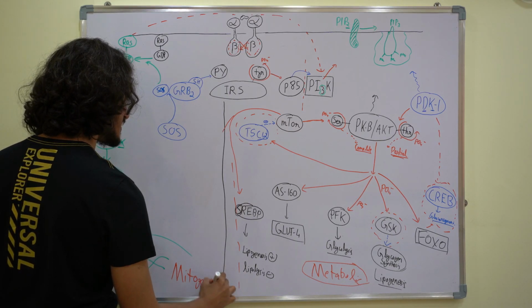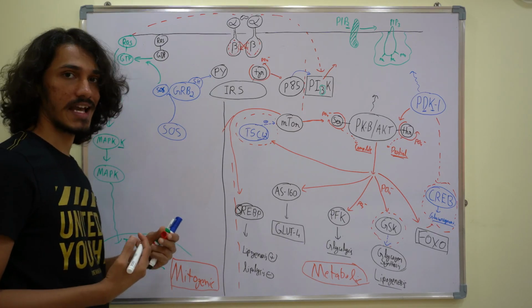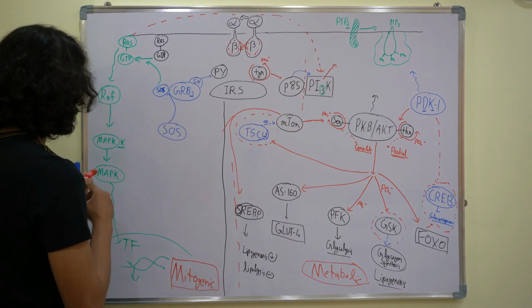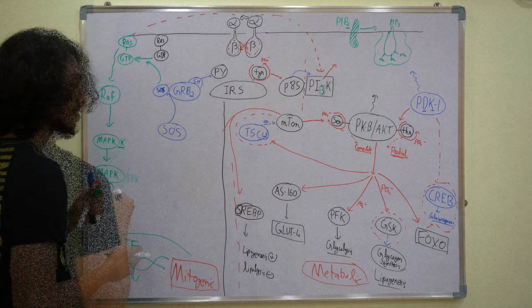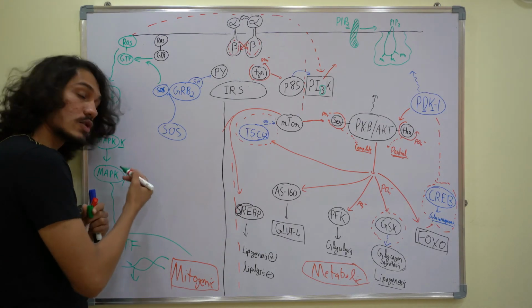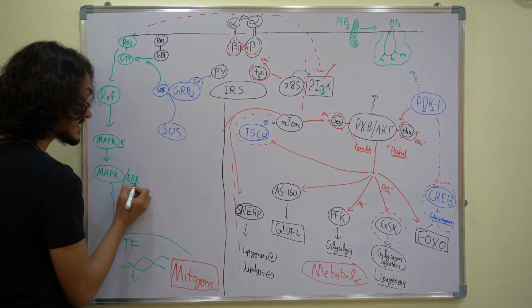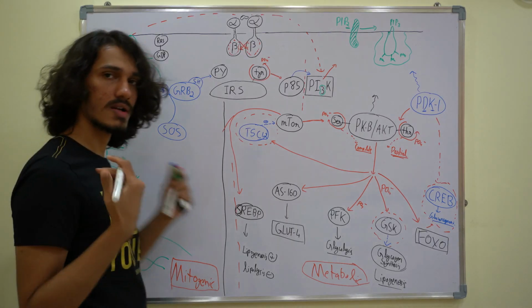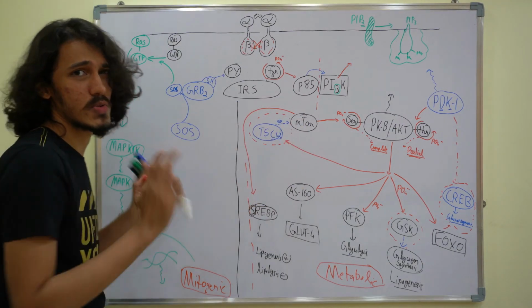So that side we have seen the metabolic function. Here you can see the mitogenic action. So this MAP kinase is also called the ERK. So this ERK is called extracellular signal regulated kinase. It's also called MAPK.